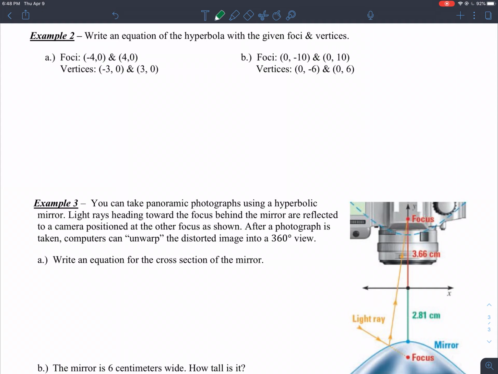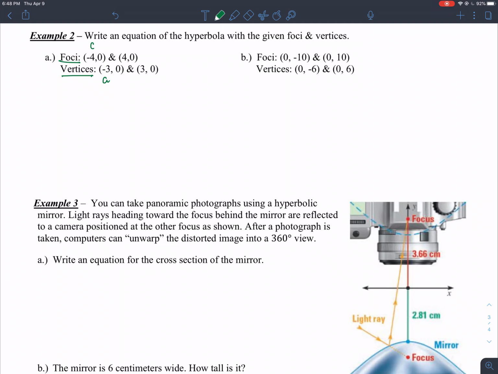Alright, then example 2 says write an equation of the hyperbola with the given foci and vertices. So you're given foci and vertices, and then they say write the equation of the hyperbola. Remember, foci correspond to letter C and vertices correspond to letter A. You can do this two ways again. You can do it purely algebraically, or you can draw a picture and then try and do it from the picture. Okay.